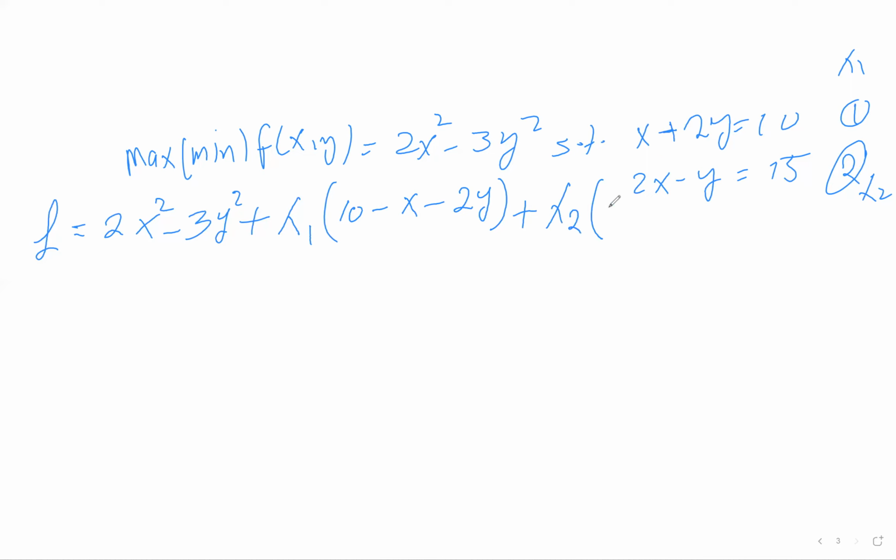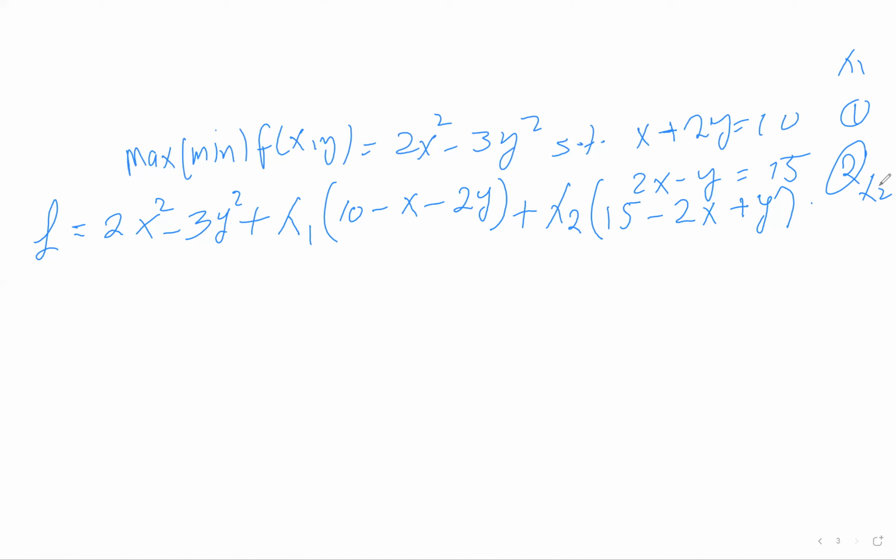We do the same thing. We do 15, and move 2x to the other side. The sign here is positive, moving it to the other side of the equality, it becomes negative, and then minus y, moving it to the other side, becomes plus y. So now we have the objective function and 2 constraints, multiplied by the Lagrange multipliers, which are lambda 1 and lambda 2. It could be more than that, could be lambda 3, lambda 4, and lambda 5.